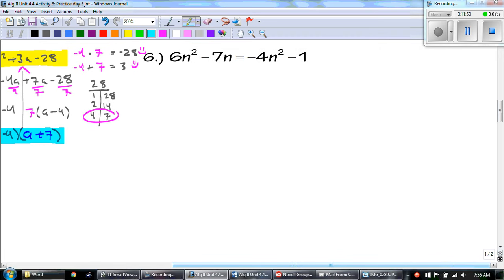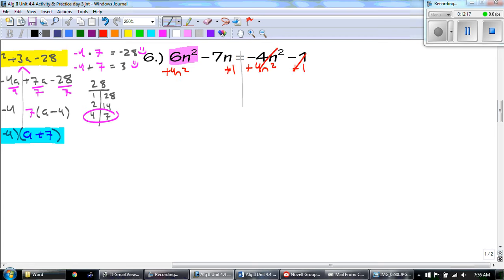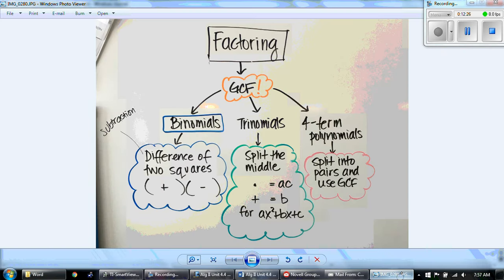All right. Number 6. So we look at our leading coefficients, and we're going to move the smaller one, which is that 4. Okay? So I'm going to add the 4n squared over. I'm going to add the 1, and remember that 1 doesn't have any like terms over there. So we get 10n squared minus 7n plus 1 equal to 0. Okay? Remember, always check for GCF first, and there's no GCF.